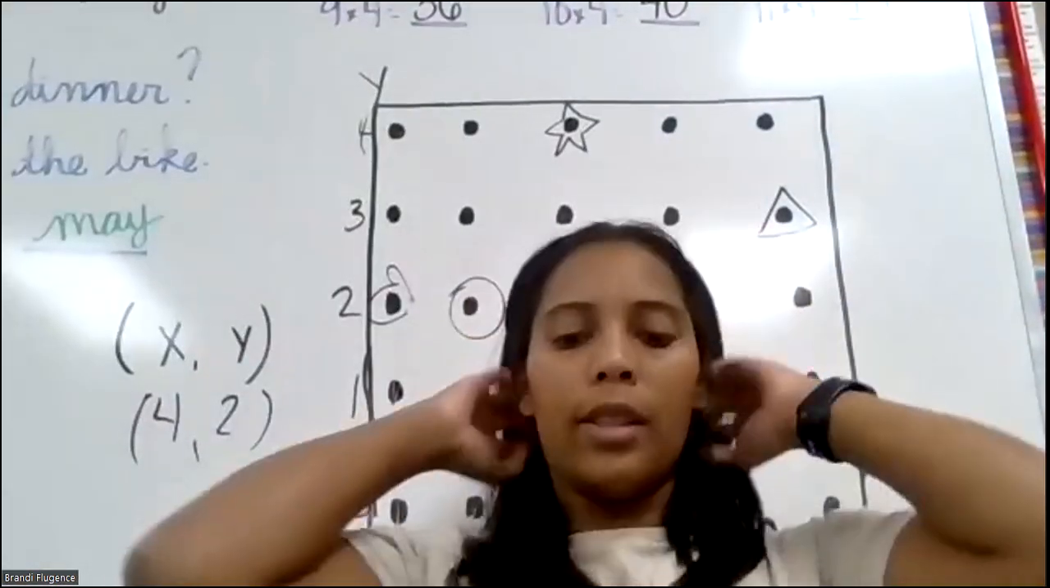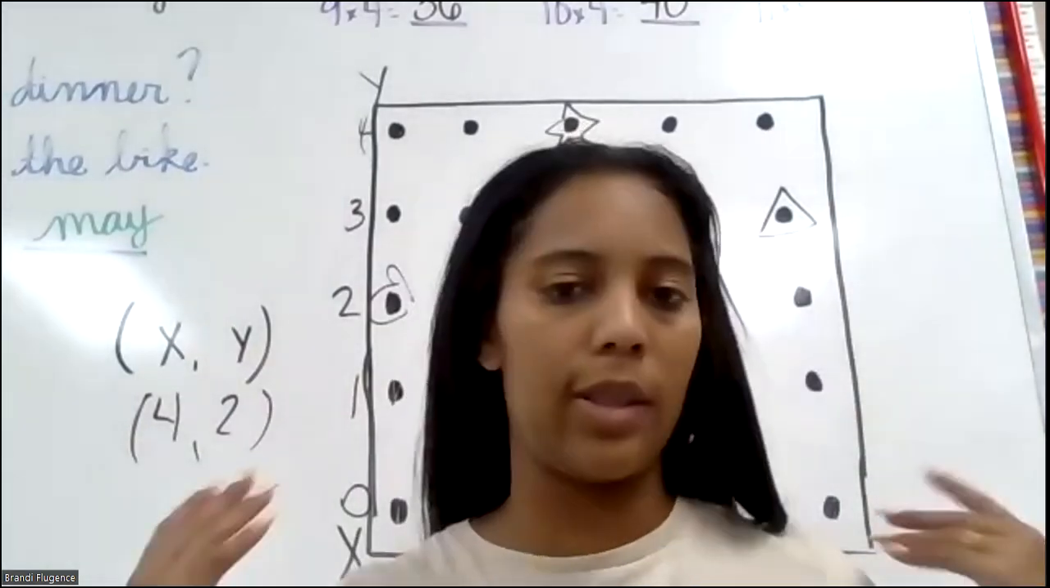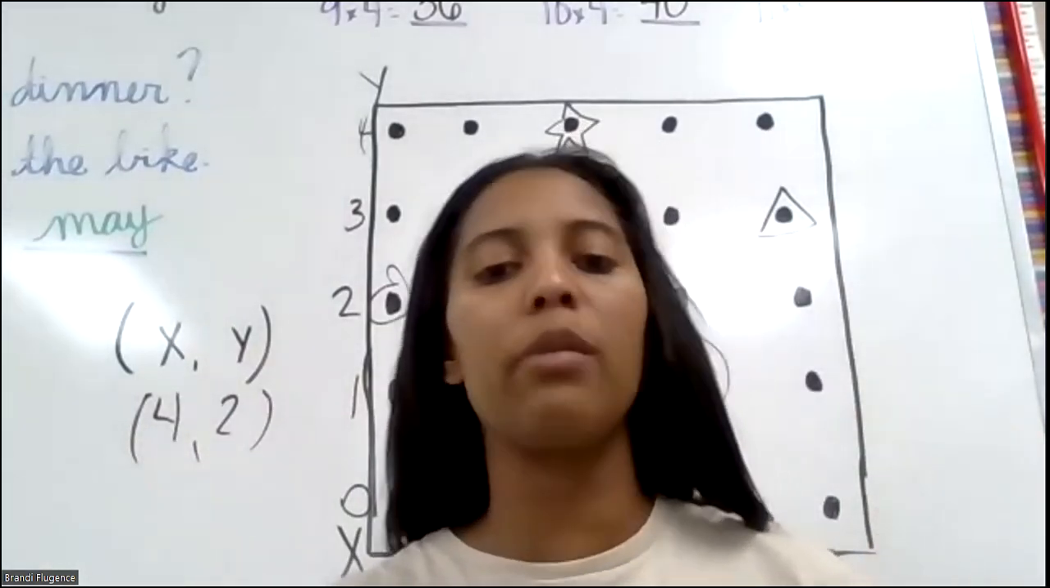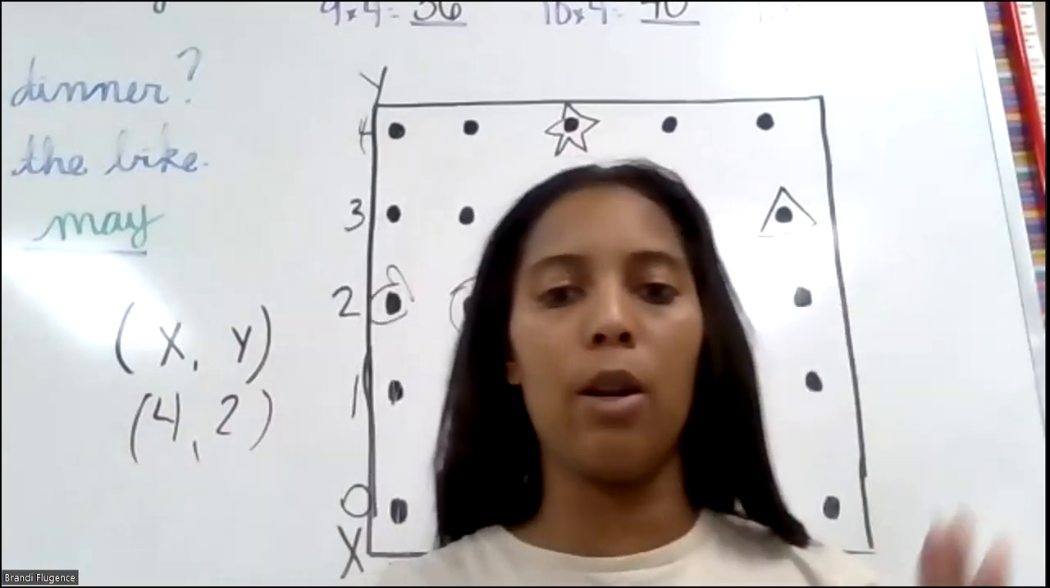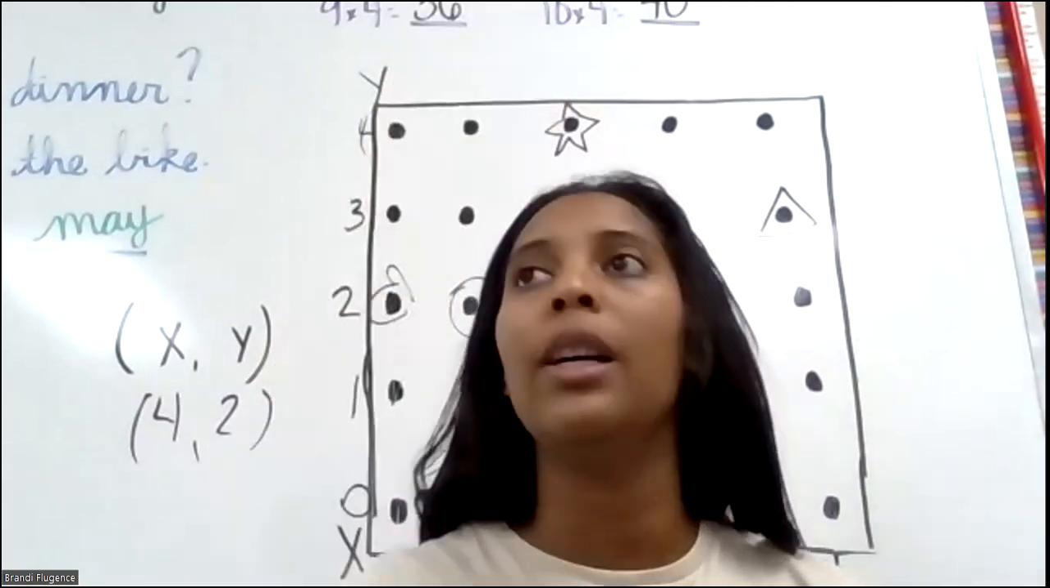Okay, so you'll start to see this in your book, asking you to locate the points on the graph. This is exactly what you do. Always remember your X number is first, then your Y, meaning the number that goes horizontal is first, then the number that goes vertical is second.